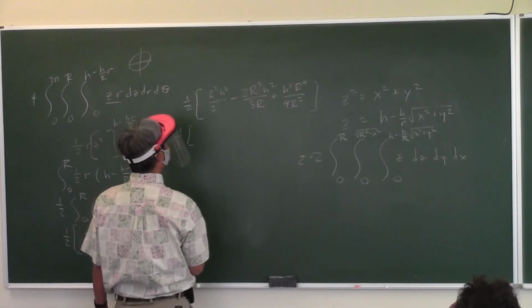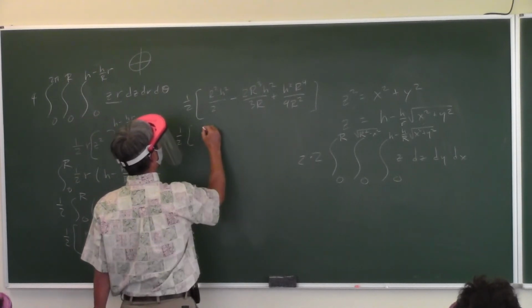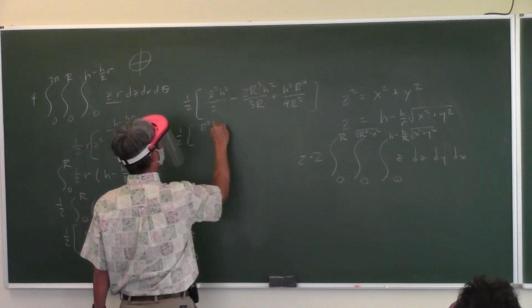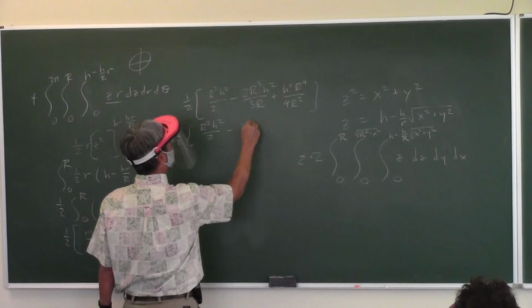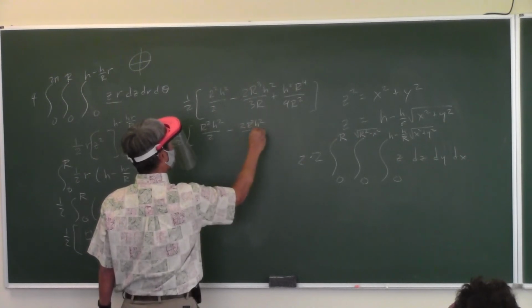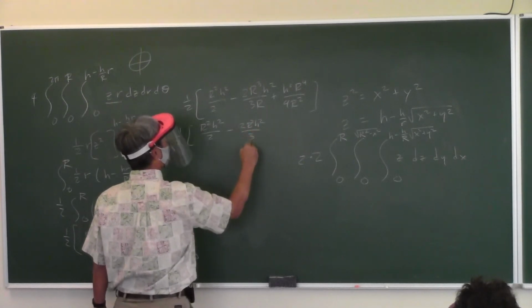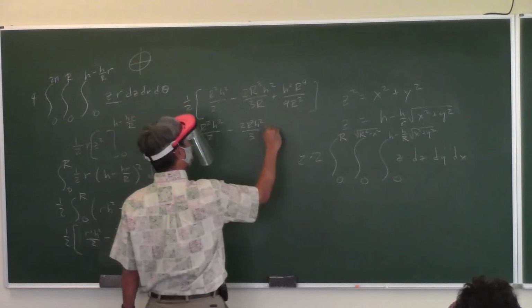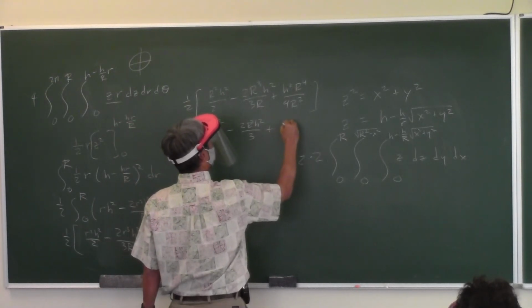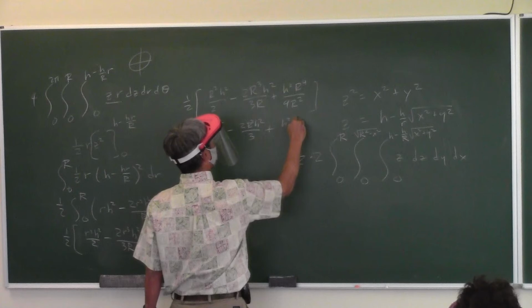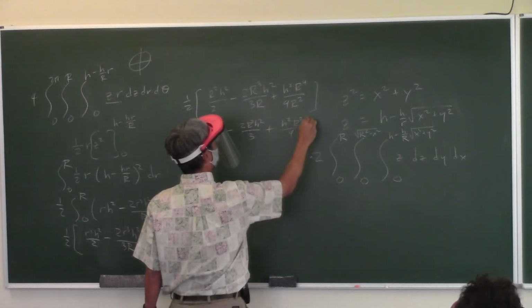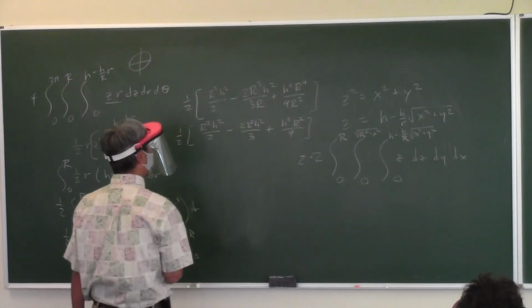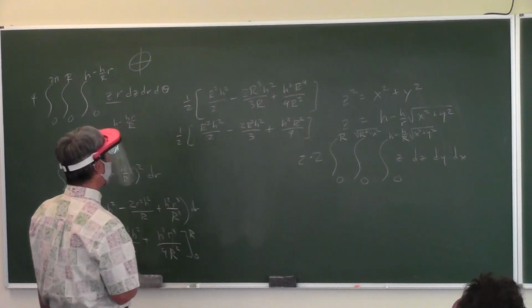I can't do this in my head. I'm gonna have to write it out. 2R squared H squared over 3. Tell me if I'm doing it right. H squared R squared over 4. You can combine the first and last. Yeah, you can combine all of them, right? Did I do that right?